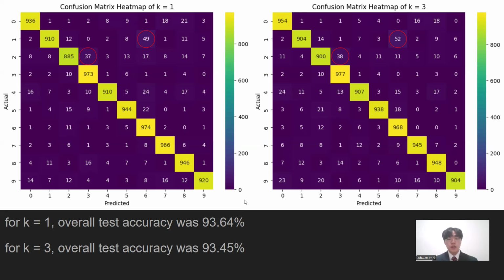I still wanted to try k equals 3, so on the right is the confusion matrix when k equals 3. However, the overall test accuracy was still a little bit less than k equals 1, as the graphs previously suggested. We still have similar problems where they were misclassifying similar examples.